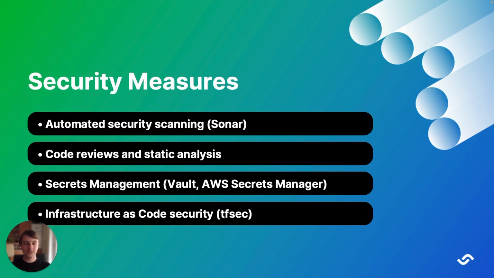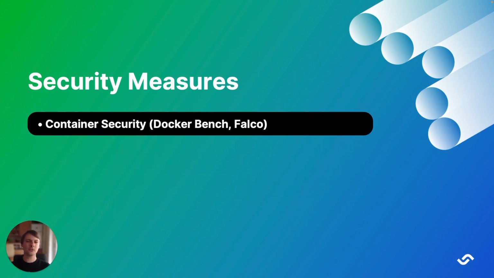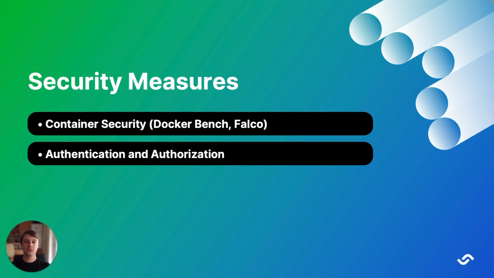The last thing here, at least on the first page of this list, is infrastructure as code security. So basically, resource provisioning also needs to be secure. And if we're using, for instance, Terraform, we can use TFSec for that. Now, we also have container security to think about, right? So we need to have trusted images and they need to be scanned for vulnerabilities. And we can use tools like Docker Bench and Falco for that.